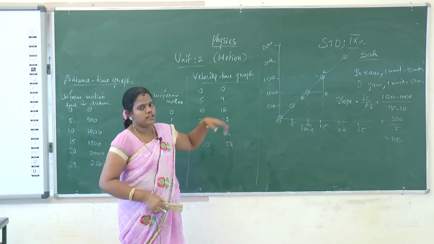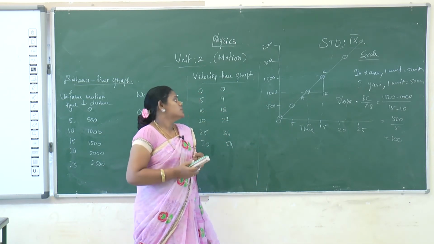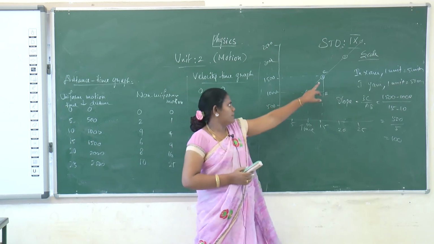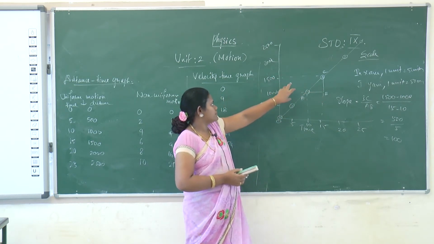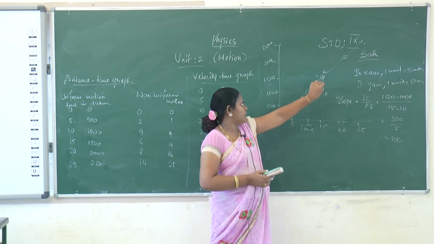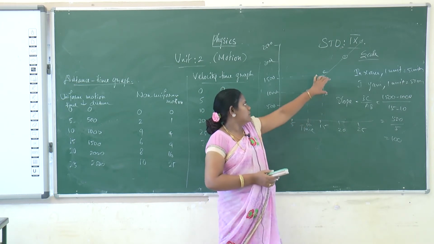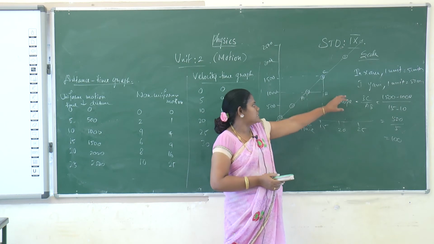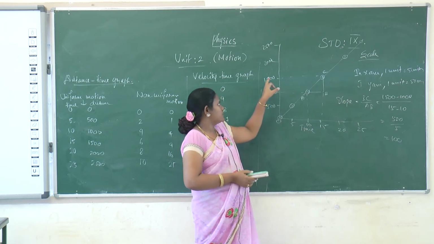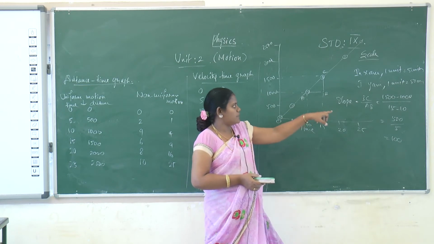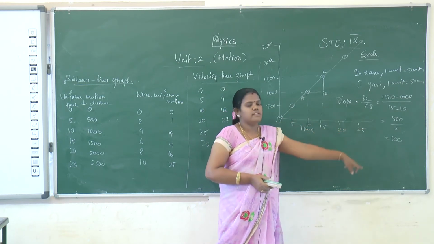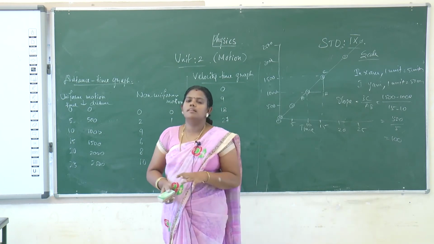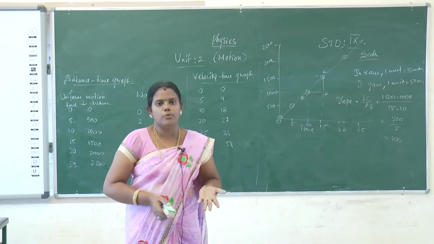How do you calculate the slope in this graph? Slope is equal to del y by del x, that is BC by AB. BC is 1500 minus 1000, the distance between the second point and the first point, by AB which is 15 minus 10. So 500 by 5, that is 100. So that is called the distance time graph in uniform motion.